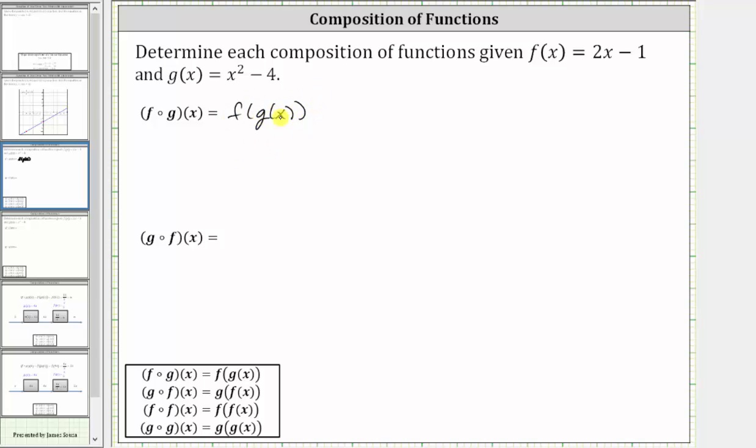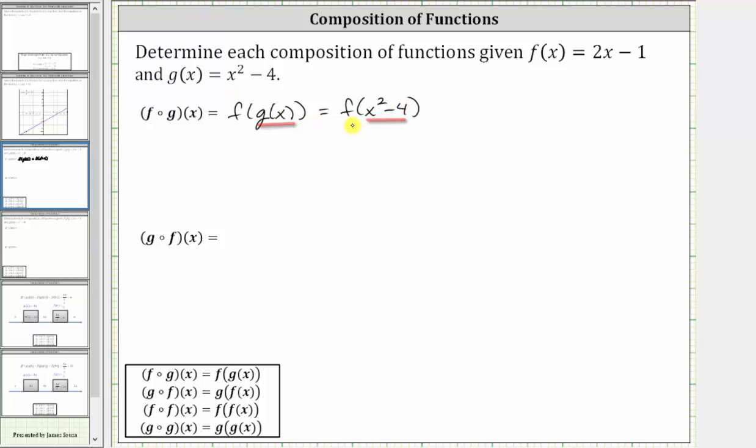Now we begin with the innermost function g of x, and since we don't have a numerical input for g of x, we substitute the function rule for g of x, which is x squared minus 4, which gives us f of the quantity x squared minus 4. Again, because we did not have a numerical input for the inner function g of x, we substituted the function rule for g of x, which again is x squared minus 4.